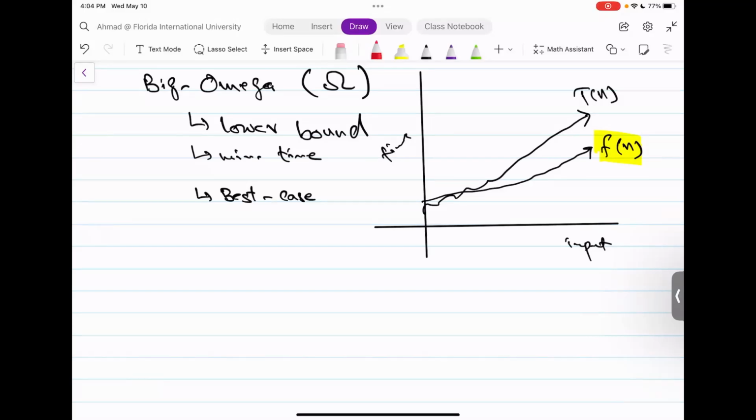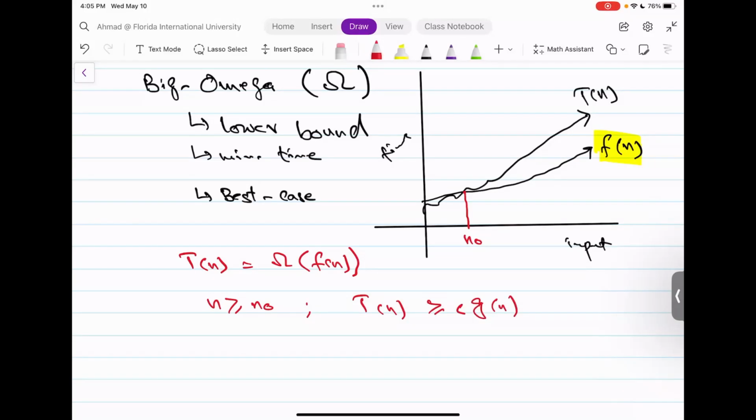So what I mean is, I can say T of n is omega of f of n if I can find, of course I'm going to see it after some time, n naught, such that whenever n is greater than or equal to n naught, T of n is always greater than or equal to g of n with some constant c. If this is the scenario, I will call it the best case of the algorithm, and we represent it with the help of big omega.